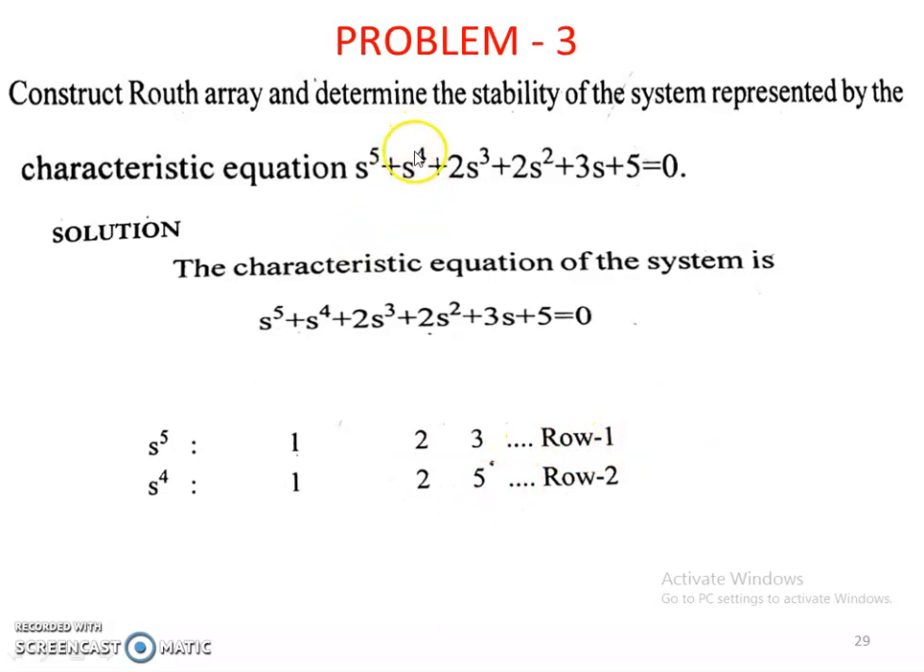The second row we are starting from s to the power 4. The coefficient of s to the power 4 is 1, the coefficient of s square is 2, and the constant term is 5. Now we are going to form the next row, that is nothing but s cube.